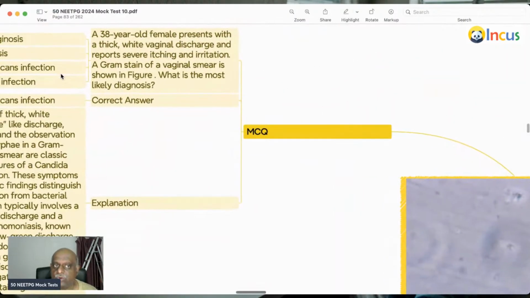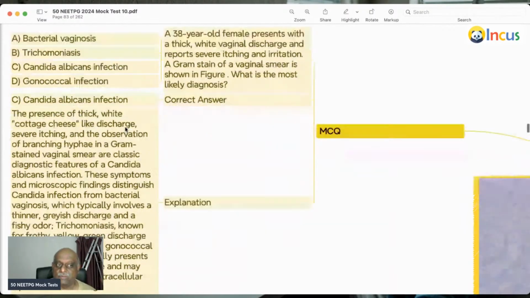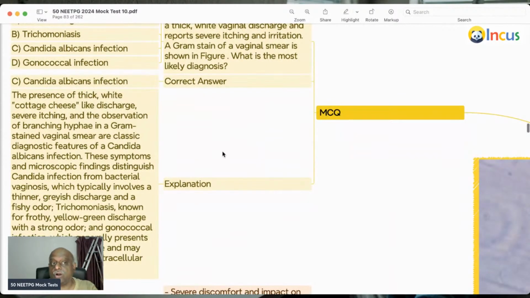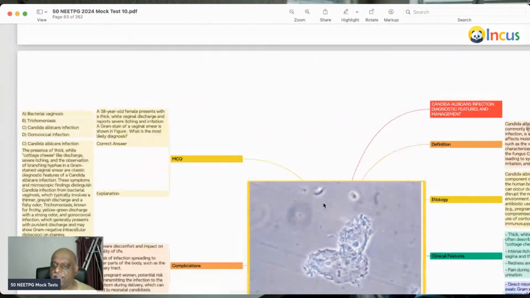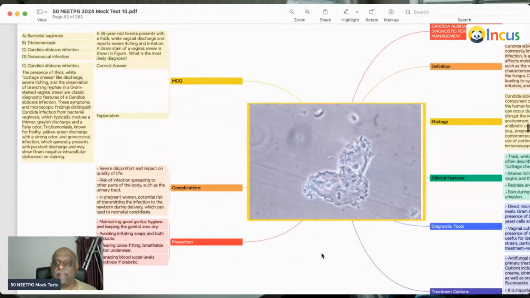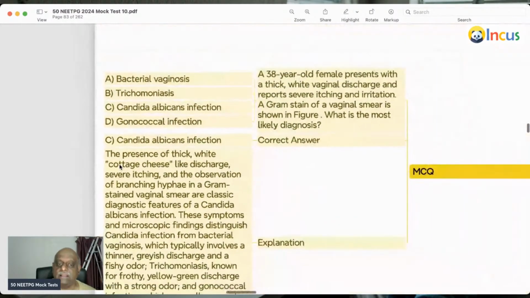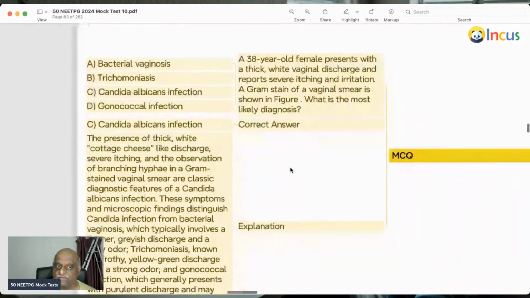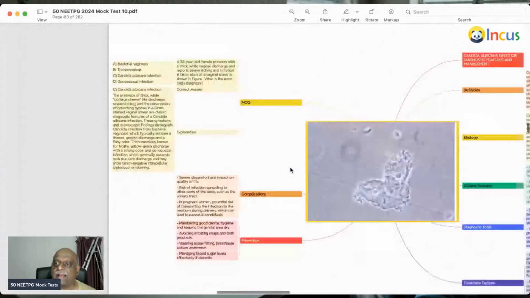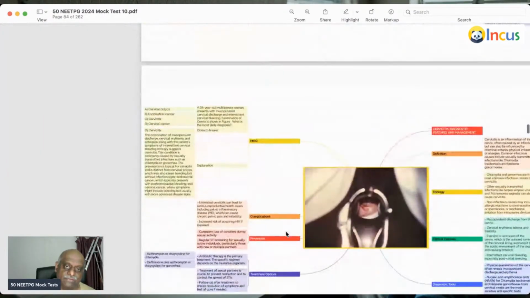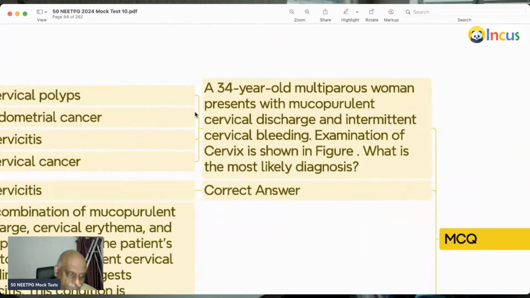A 38-year-old female with a thick white vaginal discharge. So what is this, doctor? Thick white cottage cheese-like discharge. And what do you see here? Branching hyphae is very characteristic of Candida albicans infection. Whenever you do a gram staining of the vaginal smear, branching hyphae are characteristic of Candida infection.